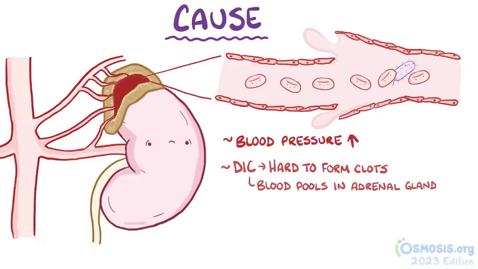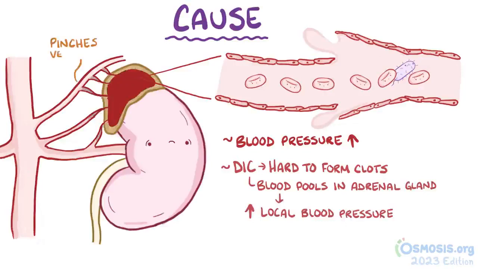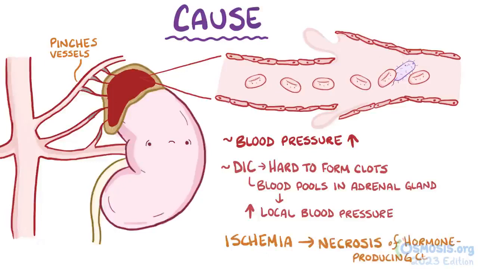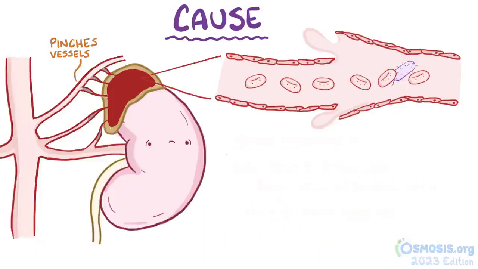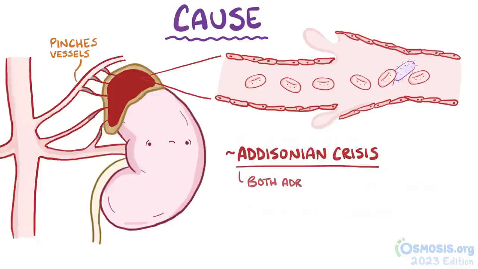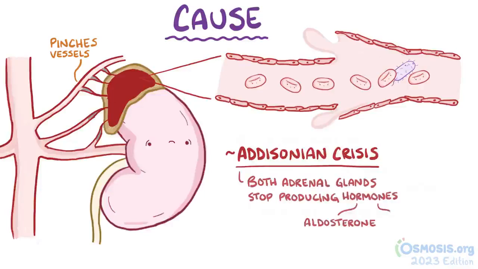That big pool of blood sitting within the confined space of the adrenal gland increases the local pressure, and that pressure pinches shut the nearby blood vessels. This results in ischemia and eventually necrosis of the various hormone-producing cells in the adrenal gland. Waterhouse-Friderichsen syndrome results in Addisonian crisis, which is when both the adrenal glands suddenly stop producing hormones, especially aldosterone and cortisol. Left untreated, an Addisonian crisis can be fatal.